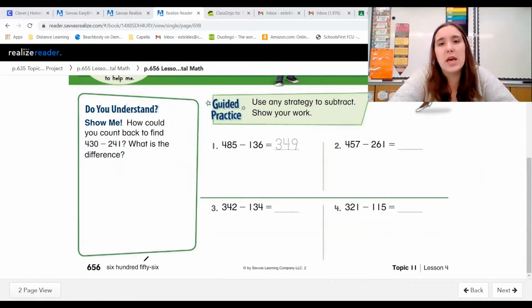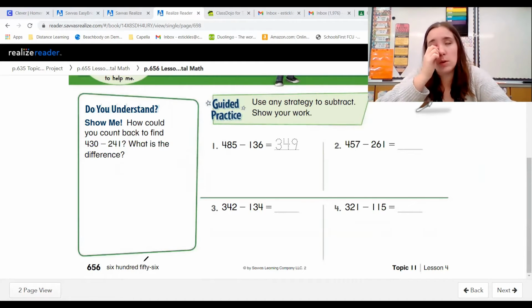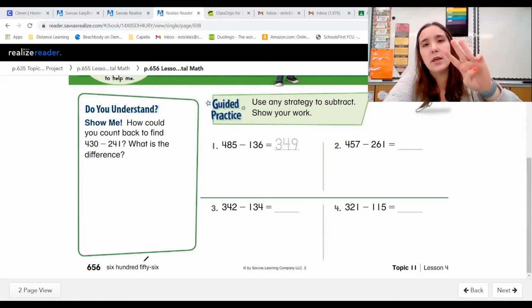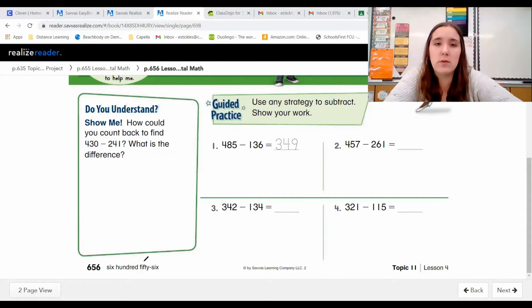So it says use any strategies to subtract, and then we have to show our work though. So there's lots of different ways we could do this. We can do like the last way that they showed us in the visual learning video. We can do a number line, and we can do a number line adding up, or we can do it counting back. We can do stacking. We can also do place value blocks. There's lots of different ways that we've learned. So we have lots of different choices, okay?